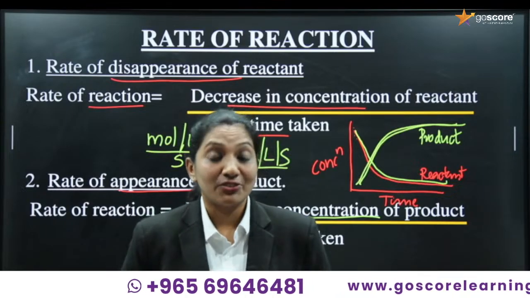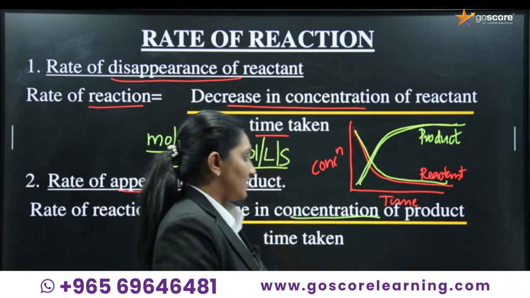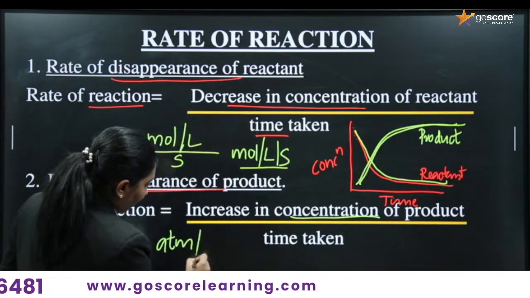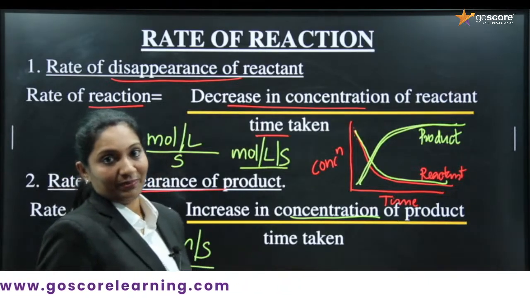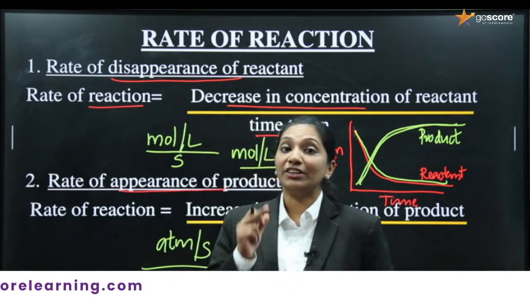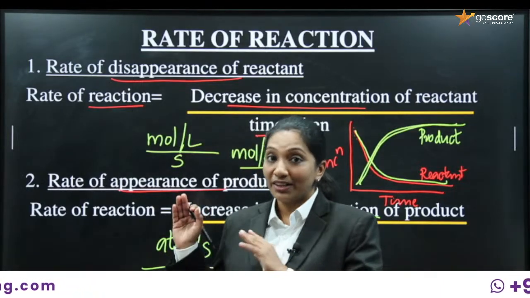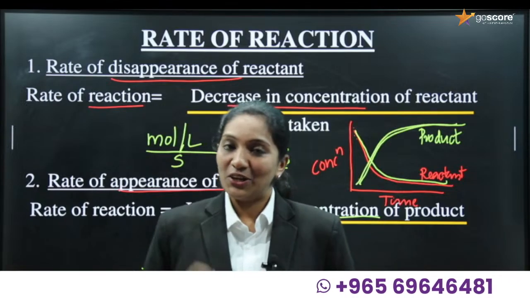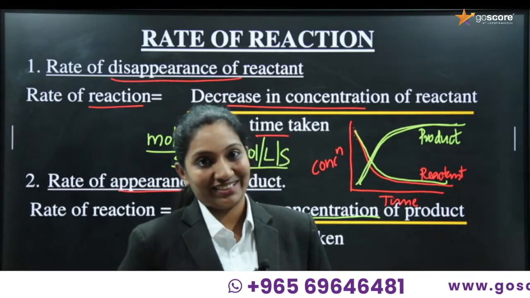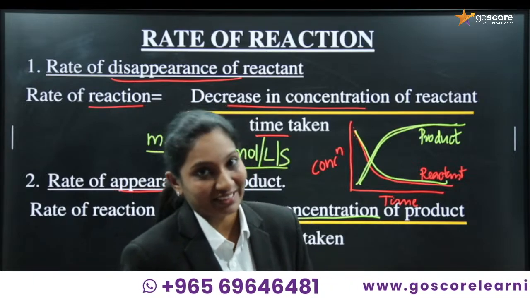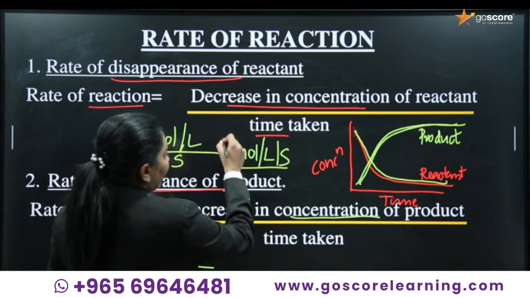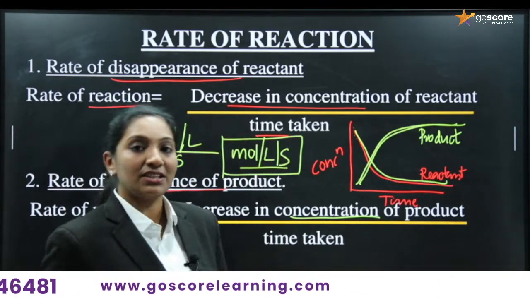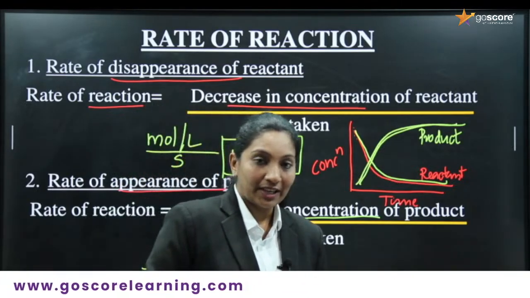Then what about the case of gaseous reactions? For gaseous reactions, we will express the rate in terms of atmosphere per second. So don't forget the unit of rate of a reaction. It will be very useful for your calculation part, because when you get the answer, you should mention the unit of rate, right? Otherwise, you will lose the mark there. So keep in mind that the unit of rate of a reaction is mole per liter per second or mole per liter per minute.